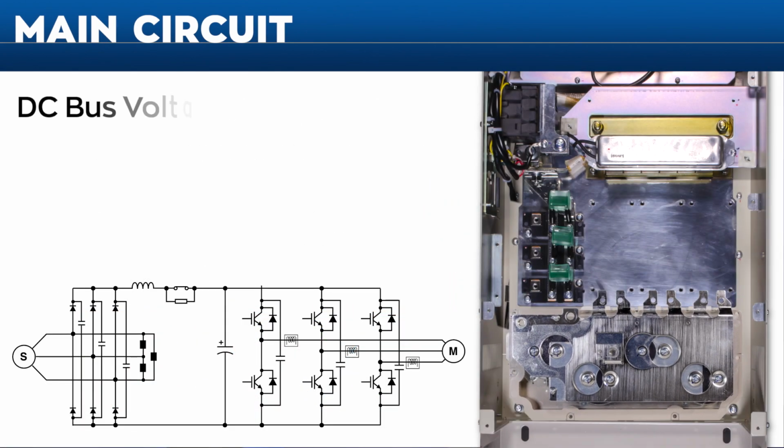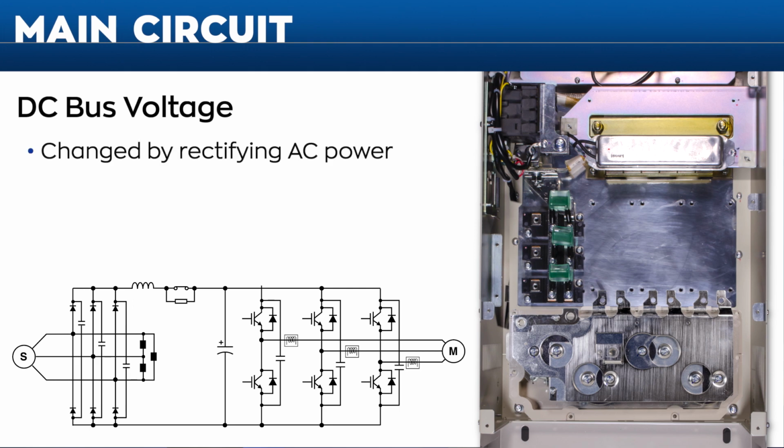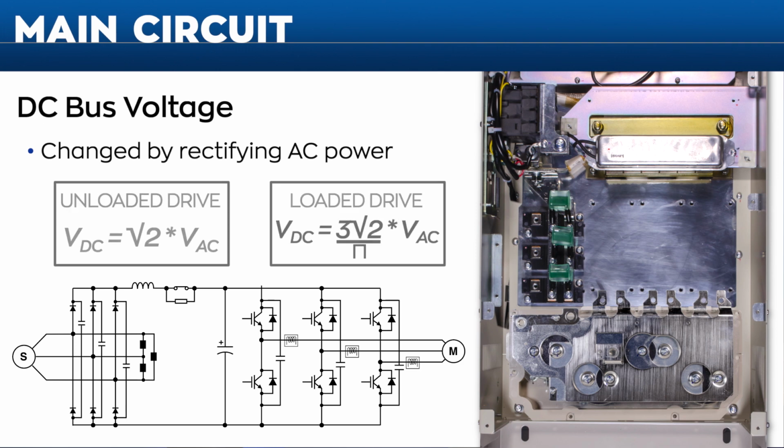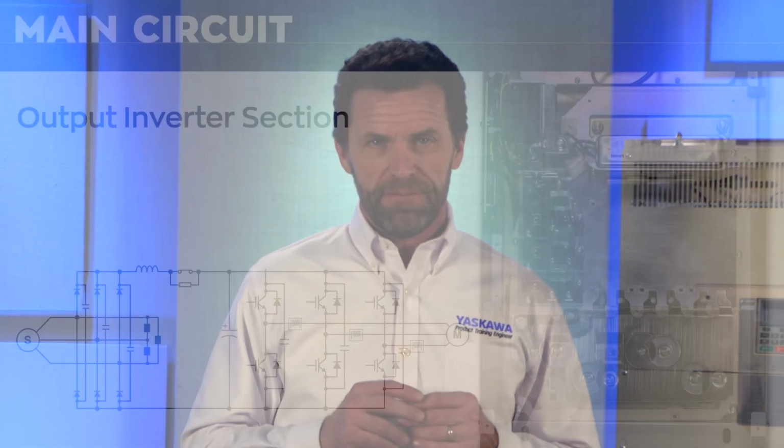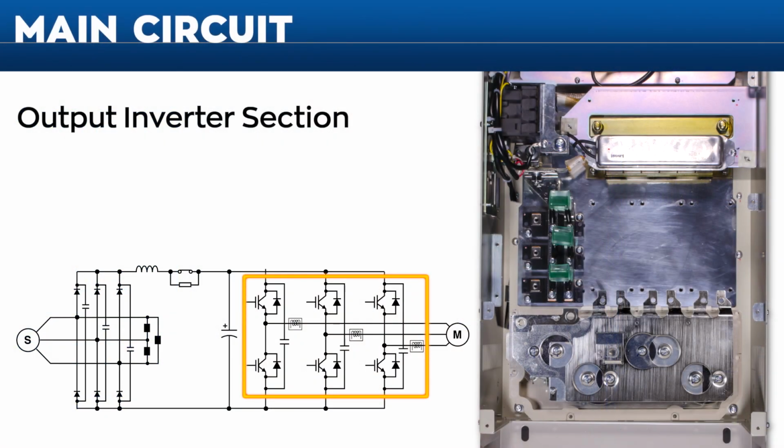It's also important to note that the voltage level in the drive has now changed by rectifying AC power. The new DC bus voltage can be calculated using this formula: VDC equals the square root of 2 times the voltage of the incoming AC. We now move to the last major section of the drive, the output, or more specifically, the inverter section.